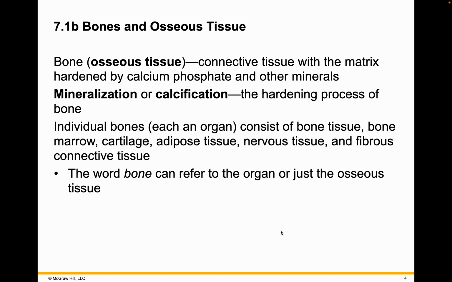Osseous tissue or bone is a connective tissue where the matrix is hardened by calcium, phosphate, and other minerals. That process of mineralization, or calcification as it's sometimes referred to, happens in individual bones. Each one of those individual bones you can think of as a distinct organ. It has more than one type of tissue in it: bone tissue, bone marrow, cartilage, adipose tissue, nervous tissue, and fibrous connective tissue. So when we use the word bone, we may be referring to the organ or just the osseous tissue. In general, I use the word bone to refer to the organ.